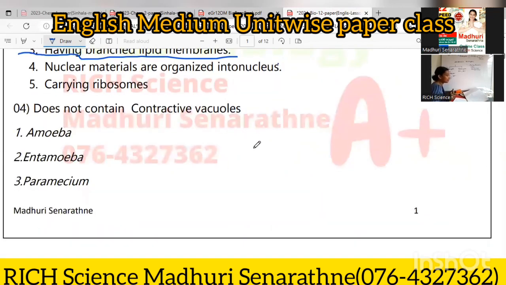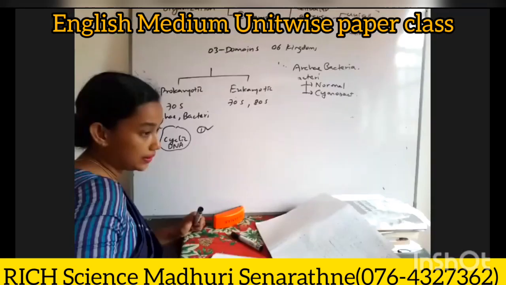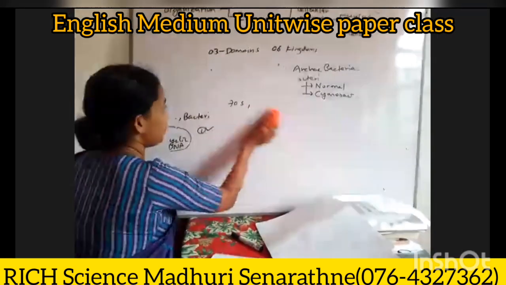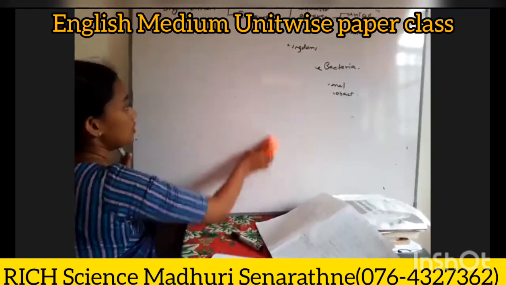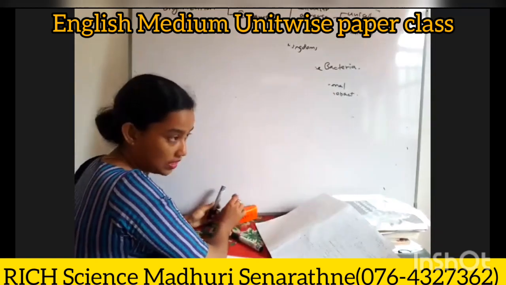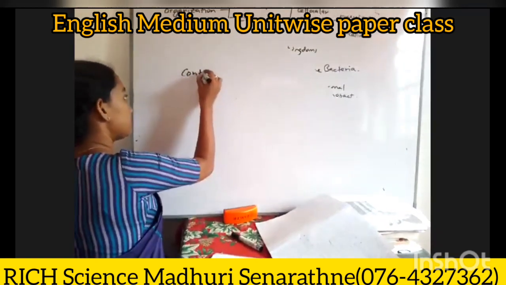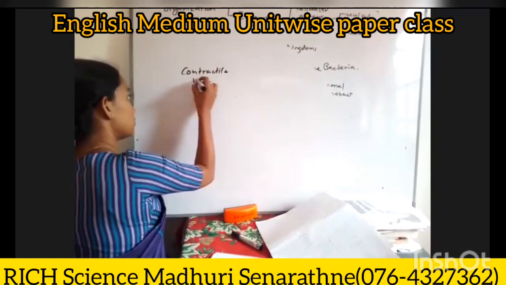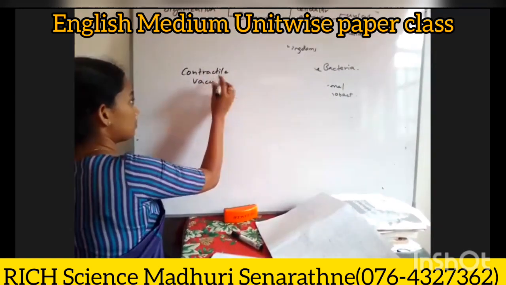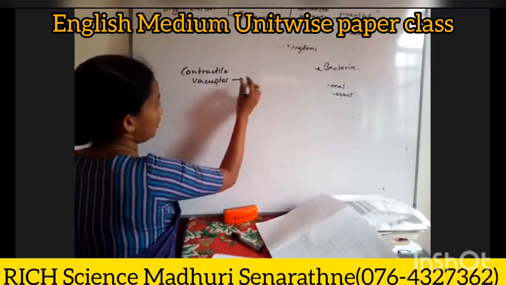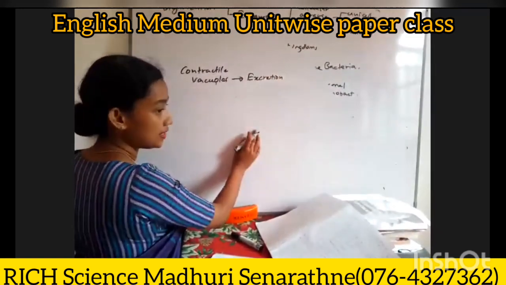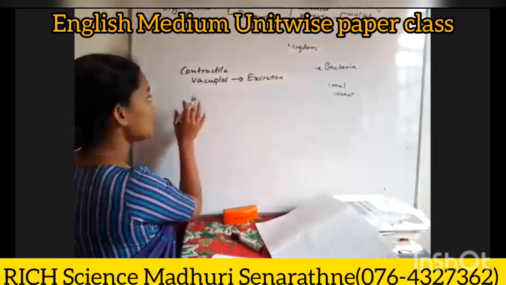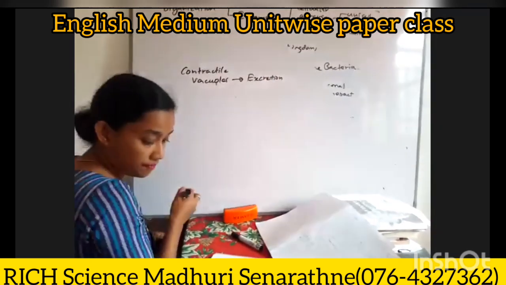Does not contain contractile vacuoles. And in your answers, every answer represents a protist. And in protists, contractile vacuoles are involved in excretion. Like our kidneys, these organisms use contractile vacuoles, especially Paramecium.